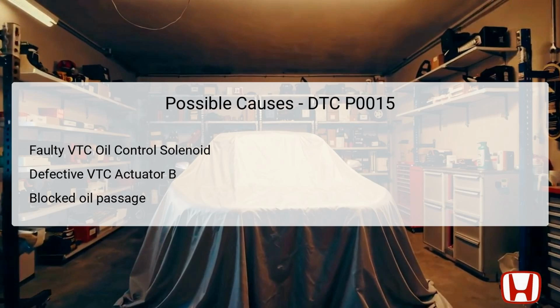Lastly, if there is any blockage or debris in the VTC system oil passage, it will disrupt the oil flow necessary for actuator function. This accumulation can significantly impede system performance and lead to the retarded phase angle condition that causes the DTC. Understanding these possible causes helps technicians prioritize their inspections and tests effectively.